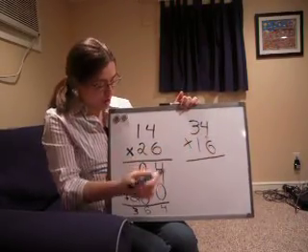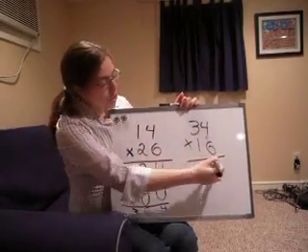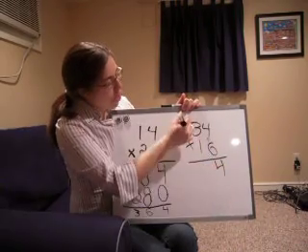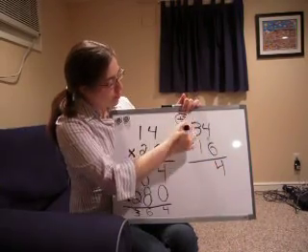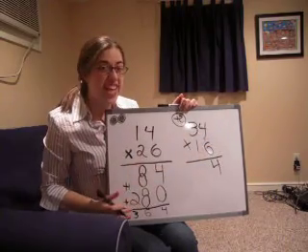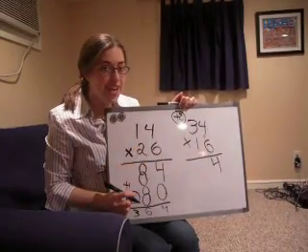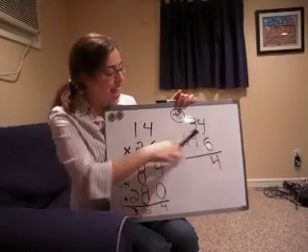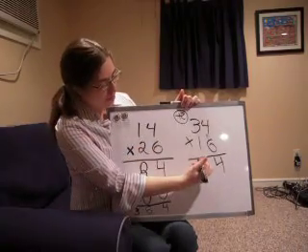6 times 4, again, like our first problem, 24. We put down the 4 and we regroup the 2. 6 times 3 is 18, but let's not forget about our regroup number. 18 plus 2 is 20.